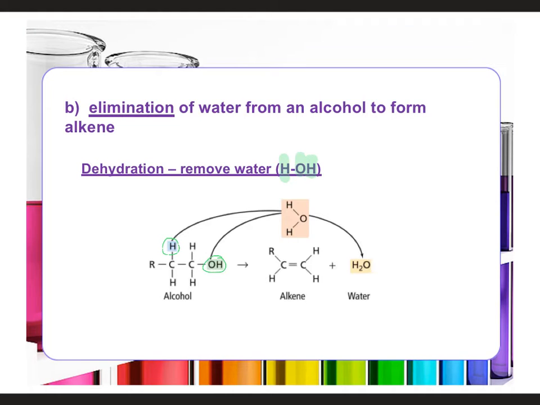These are going to be eliminated and combined to form water, and instead of having the carbon bond to the hydrogen and the adjacent carbon bond to the alcohol, we're going instead to form a double bond between these two carbons. This elimination reaction is called dehydration. So dehydration means removing water.